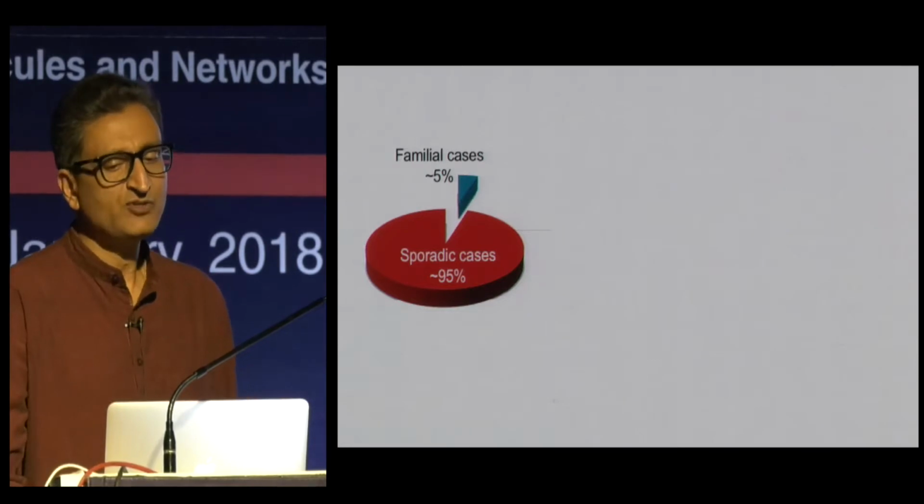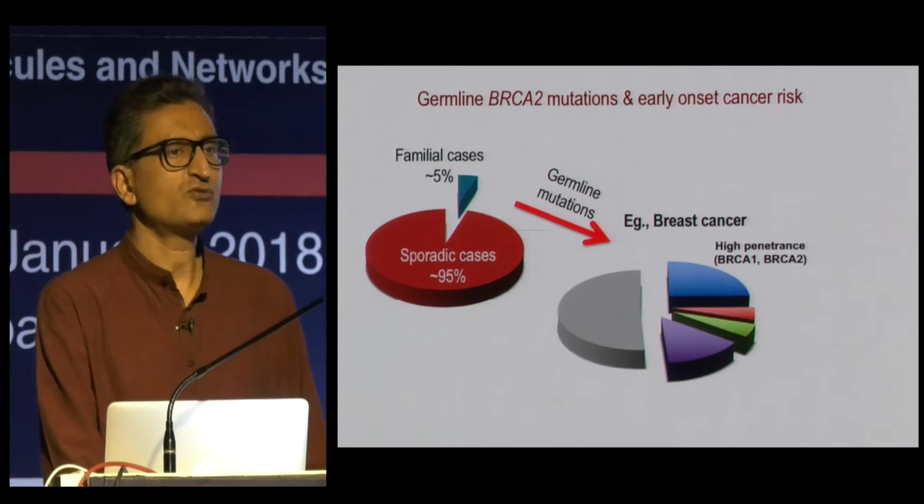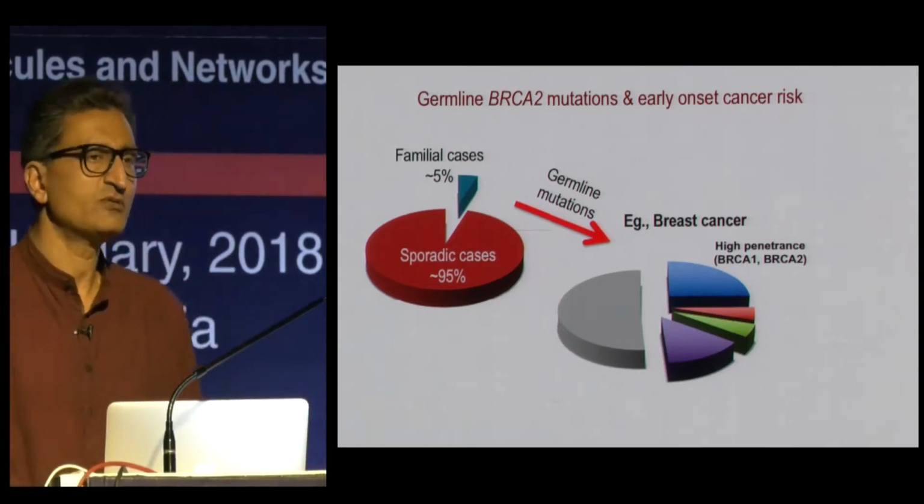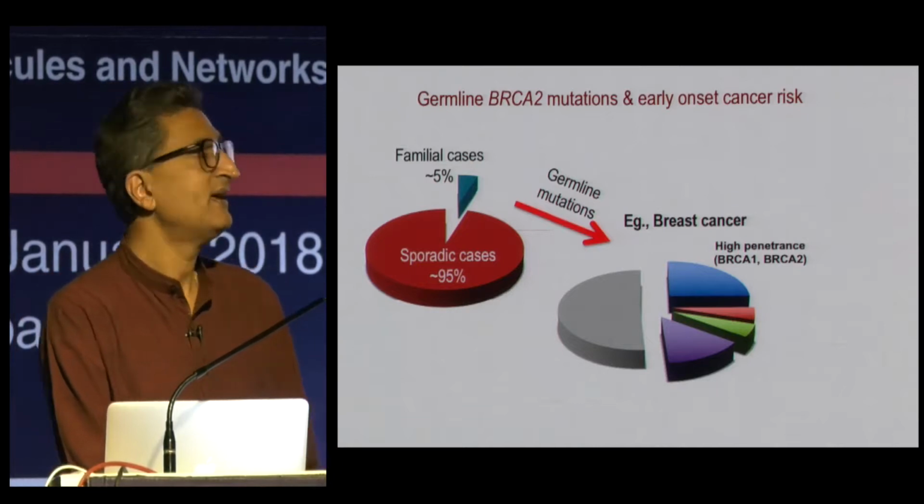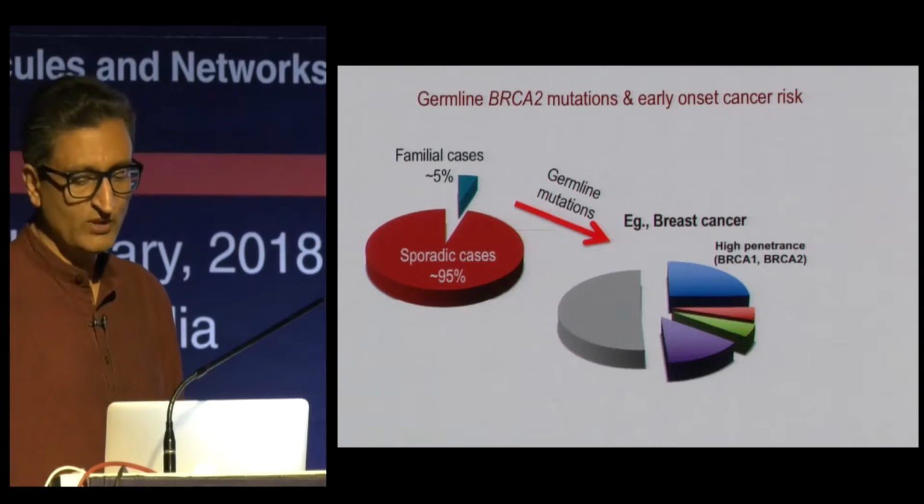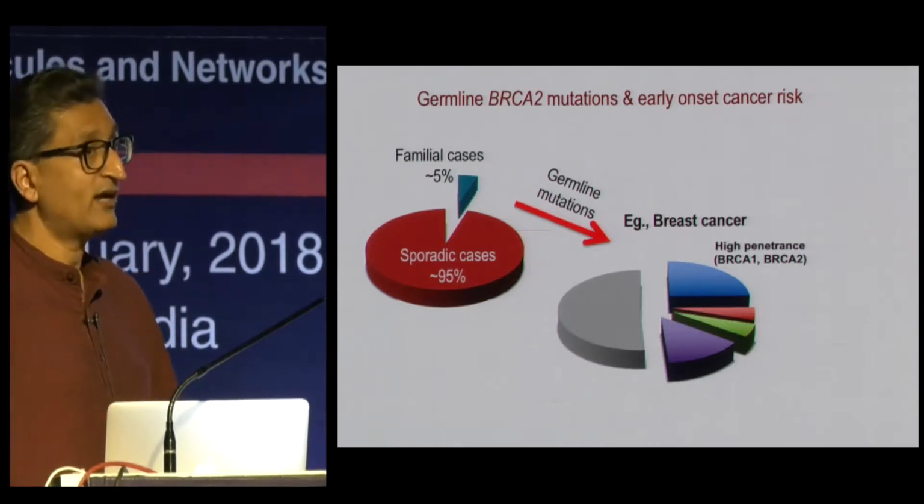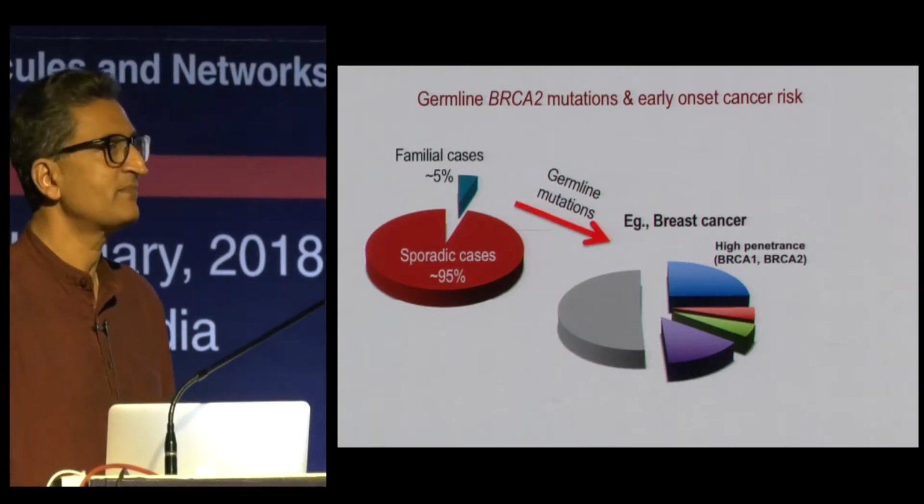At the time I became interested in this problem, there had already been a lot of efforts to try to identify genes that predispose to early onset breast cancer in families, and indeed the genes BRCA1 and BRCA2, which most of you will be familiar with, were identified in the mid to late 1990s through such efforts.